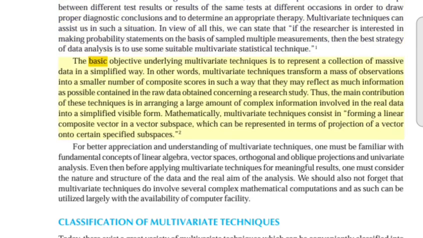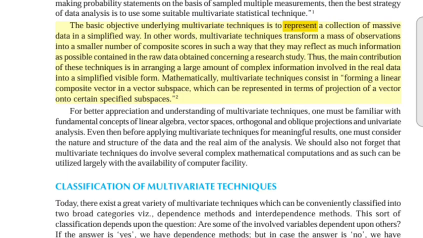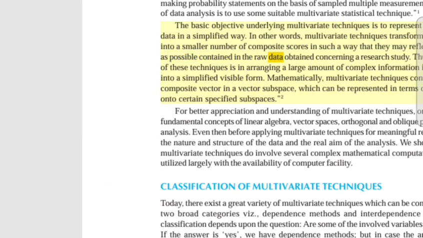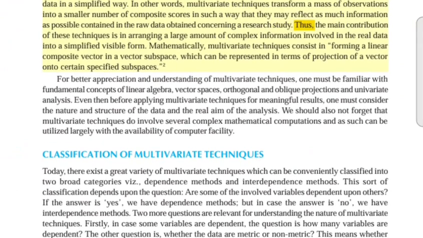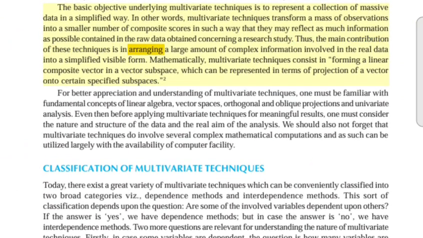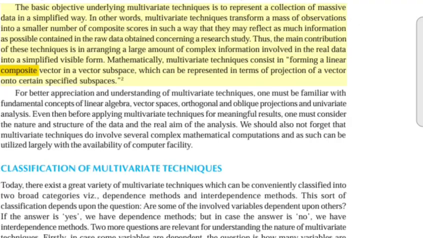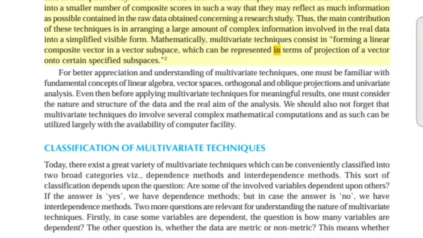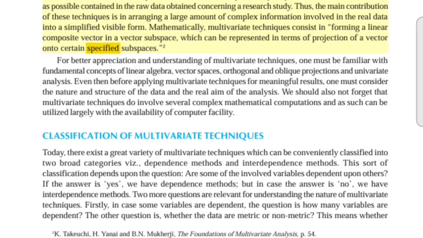1. The basic objective underlying multivariate techniques is to represent a collection of massive data in a simplified way. In other words, multivariate techniques transform a mass of observations into a smaller number of composite scores in such a way that they may reflect as much information as possible contained in the raw data obtained concerning a research study. Thus, the main contribution of these techniques is in arranging a large amount of complex information involved in the real data into a simplified visible form. Mathematically, multivariate techniques consist in forming a linear composite vector in a vector subspace, which can be represented in terms of projection of a vector onto certain specified subspaces.